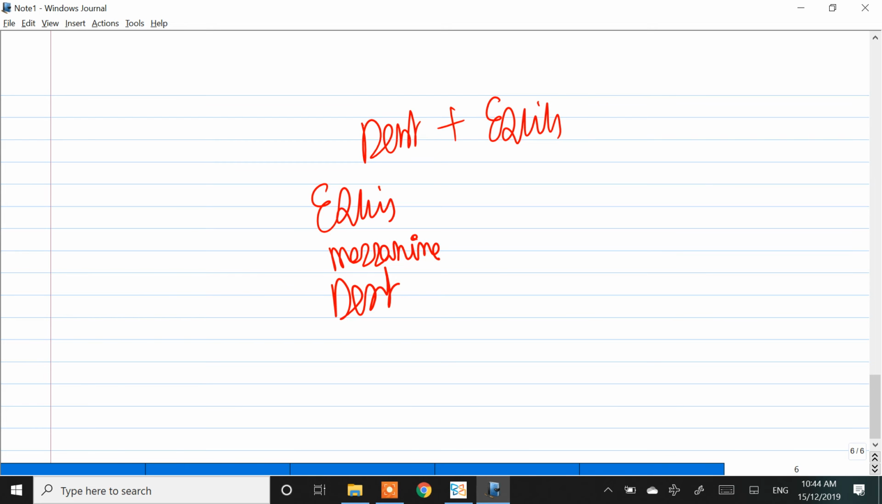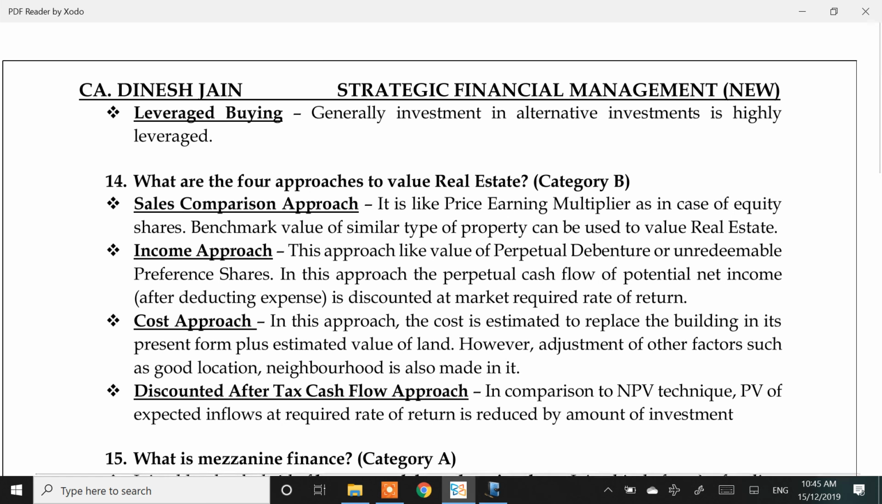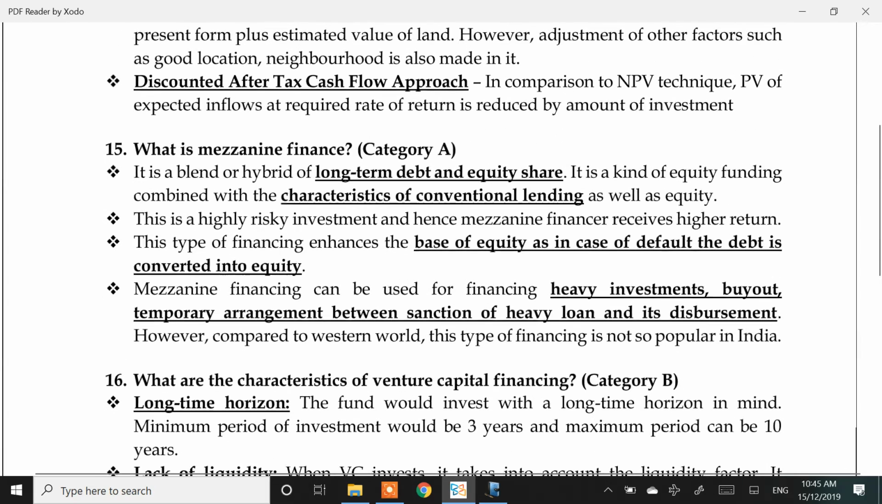And if it gets converted into equity, people who have invested are technically going to have a huge loss, because the company is not performing well and it got converted into equity. So mezzanine finance has characteristics of both debt and equity. It is a blend or a hybrid of long-term debt. It is normally high risk, and that is why you will get a higher return than equity. In case default happens, the debt will get converted into equity.